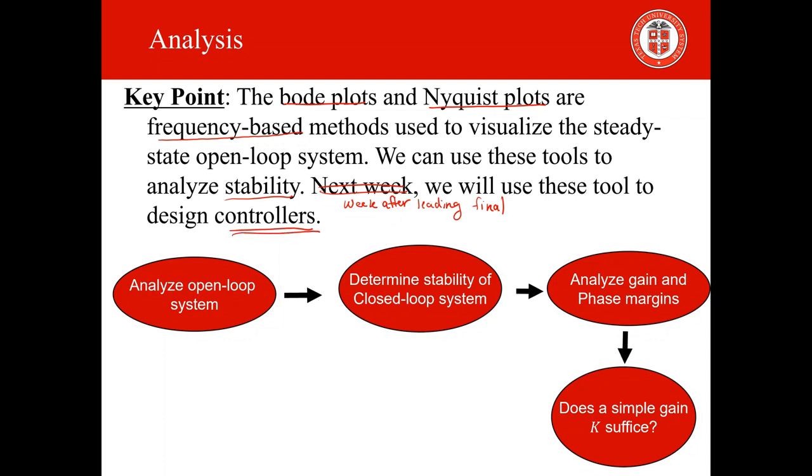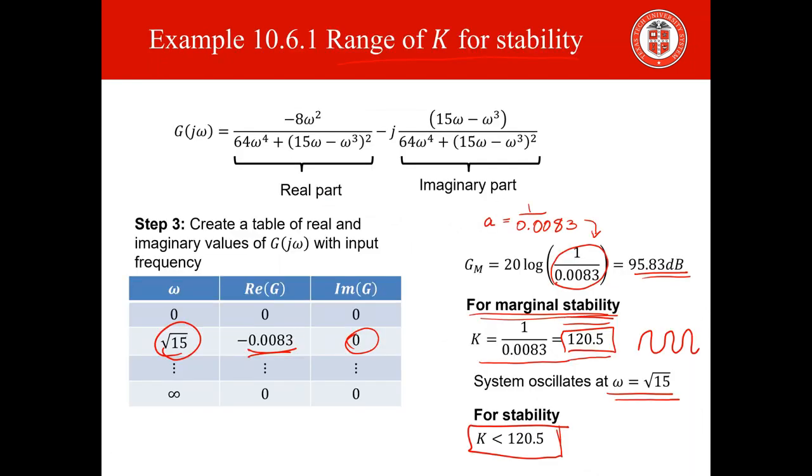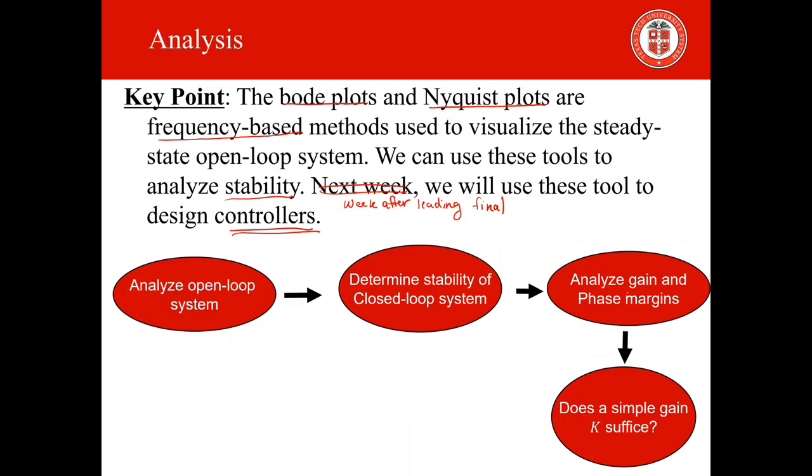But we'll find that actually designing controllers is going to be easiest with the root locus, and these frequency-based methods are really great for analyzing stability and the margin of stability. And so the margin of stability comes from the gain and the phase margins. This is the degree of stability of my system. How robust is my system to perturbation or to parameter changes? That's what the gain and phase margins can tell us.